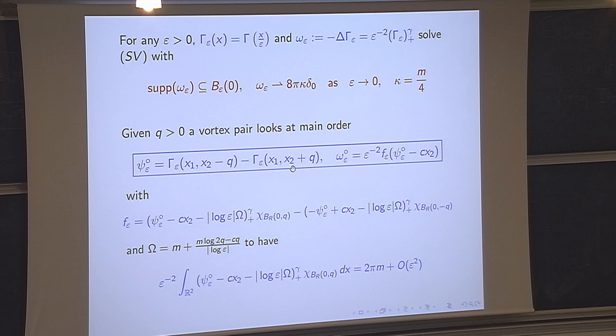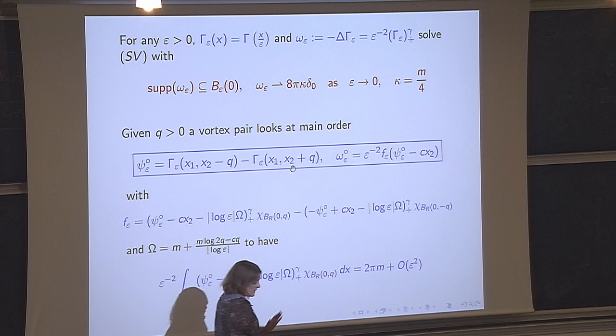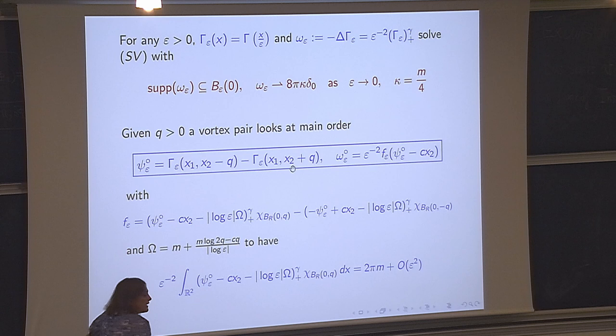So what would be the form, at least at main order, of one vortex pair? It's like, in terms of stream function, let me fix the p to be, so the first component, to be zero. It's invariant under translation in the x1 direction. So it's just the stream function centered at the point (0, q) minus the stream function centered at the point (0, minus q). One up and one down.